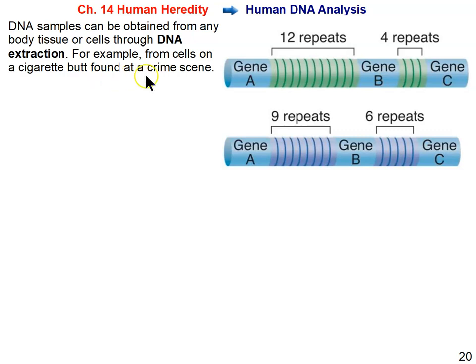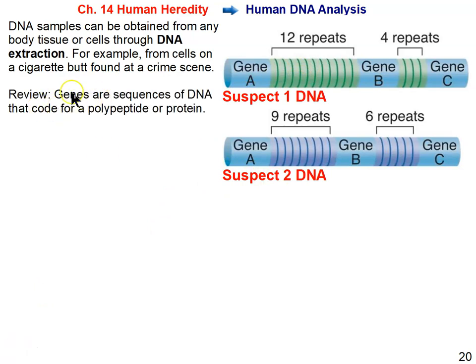And from that cigarette butt, there are cells from the mouth of the person that did the shooting. So they have cells from the suspect, or actually cells from the perpetrator, the person that committed the crime, and then these two DNA samples are representing two possible suspects. So we'll consider this to be suspect 1 and this to be suspect 2.